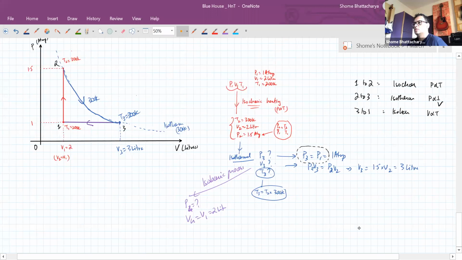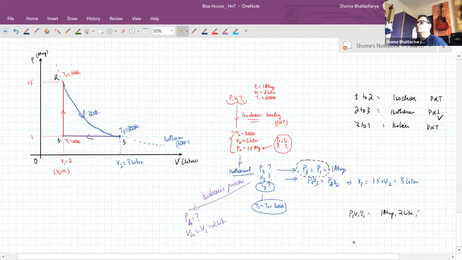From there we went isochorically. So the pressure increased to 1.5 atmospheres, but the volume remained the same. Temperature increased to 300 Kelvin. From there we went isothermally to this point where the pressure reduced to 1 atmosphere. So the volume increased to 3 liters while the temperature remained 300 Kelvin.